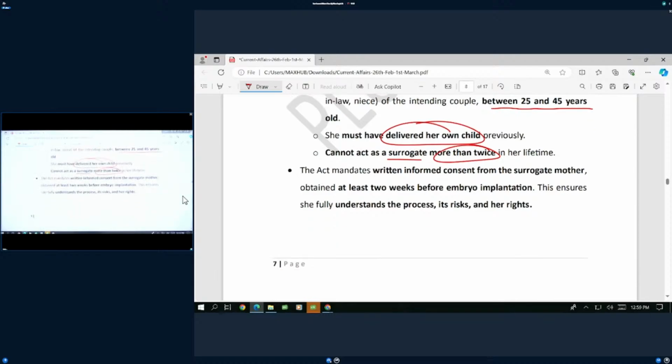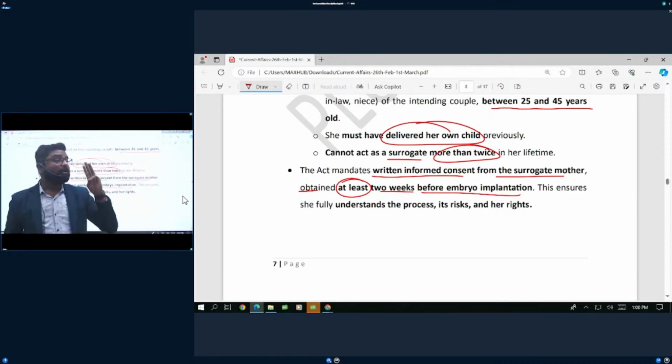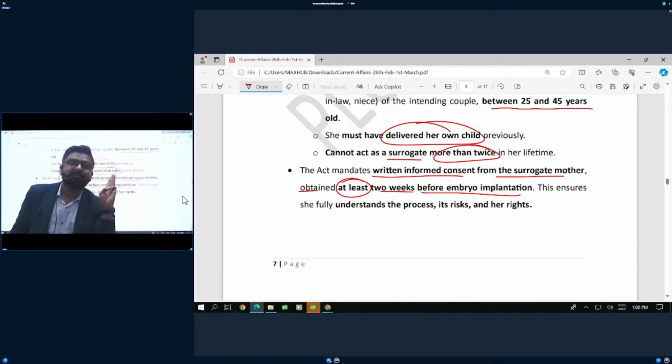Let's देख लेते हैं. The act mandates written informed consent from the surrogate mother obtained at least 2 weeks before embryo implantation. तो surrogacy law क्लियर है. Commercial surrogacy is banned. There are some conditions for women to become surrogate. हाँ, एक और चीज, only married couple can go for surrogacy. अब ये मुझे पसंद नहीं आया provision.